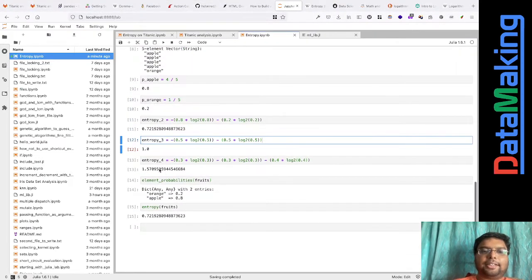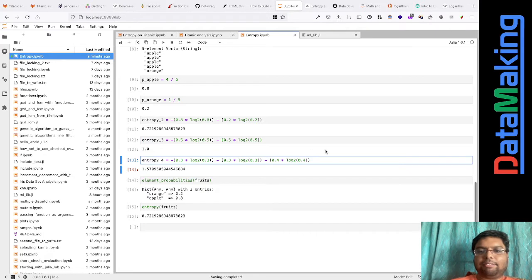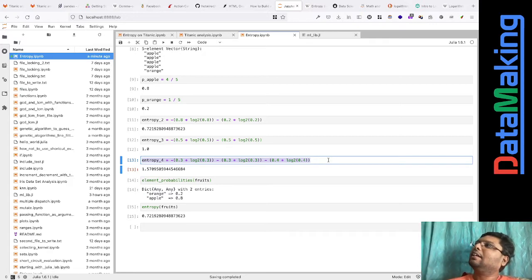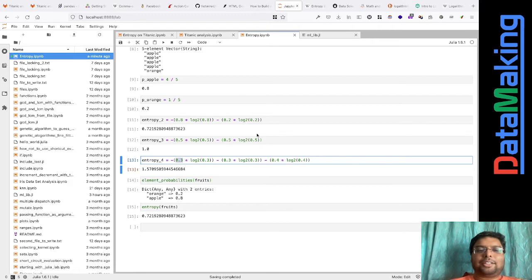Another thing, let's say we have another fruit, sapota. I don't know what sapota is called in English, or whether it is an English word I'm using. I'm not sure.